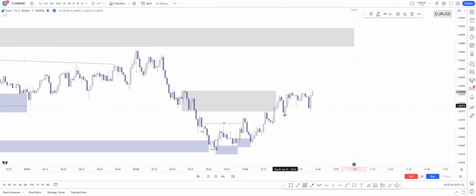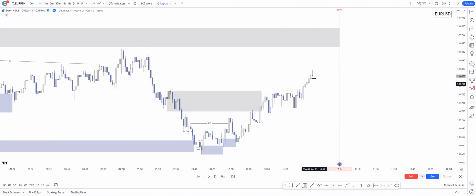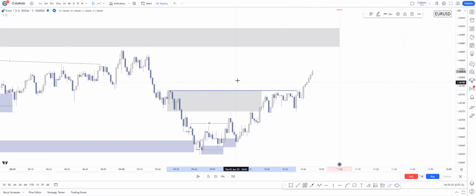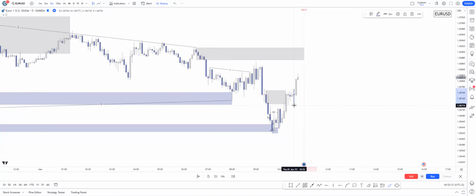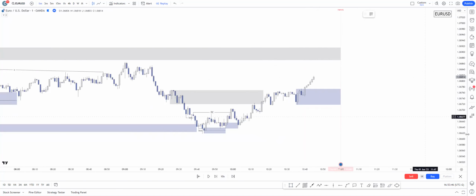Price reacted on the last recent 1-minute demand, as you can see. And actually the flip happened. So this liquidity has been swept. Price has already closed above this 5-minute supply area, and the flip happened from this 5-minute demand. So we can mark it out. There is a clear 5-minute demand inside that has caused the flip of this 5-minute supply.